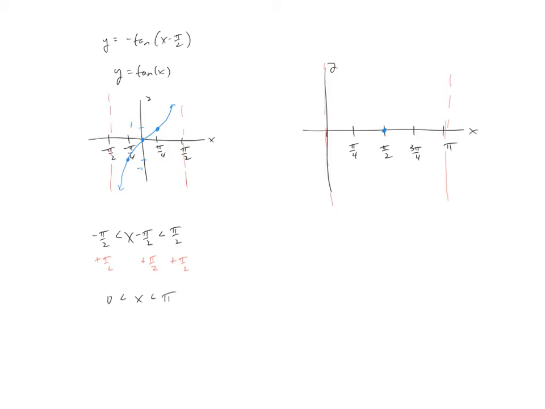And in the parent function, we started low and we ended up going high, so we had an increasing function. But the negative here flips it around the x-axis. So now, instead of being an increasing function, it's going to be a decreasing function swooping through in this manner. So I'll go ahead and see if I can sketch that in. And my point here at pi over 4 would be the 1, and my point here at 3 pi over 4 would be at a negative 1. So there's the graph of negative tangent of x minus pi over 2.